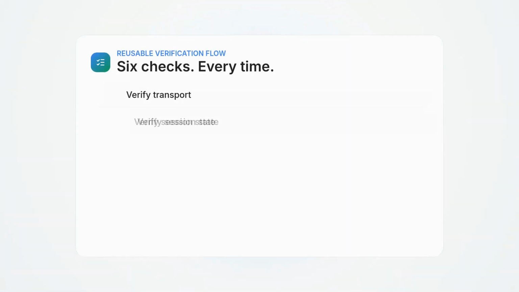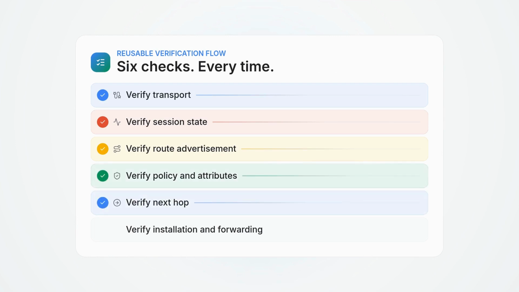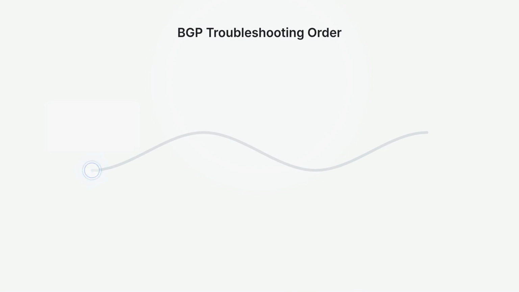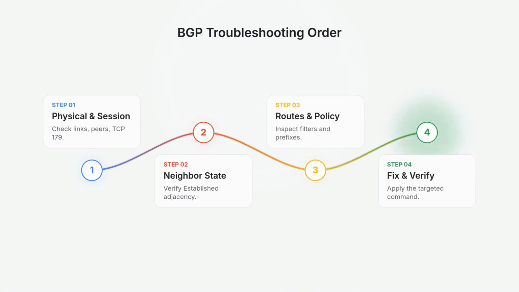That is why the reusable flow is so powerful. Verify transport, verify session state, verify route advertisement, verify policy and attributes, verify next hop, verify installation and forwarding. If you follow that order, most BGP issues collapse from a mysterious outage into a narrow class of faults, and each class points to a smaller set of likely commands and fixes.